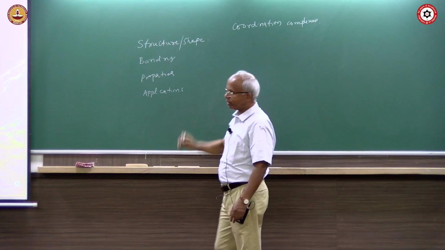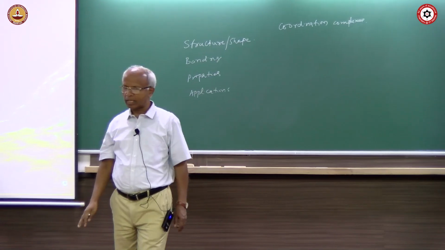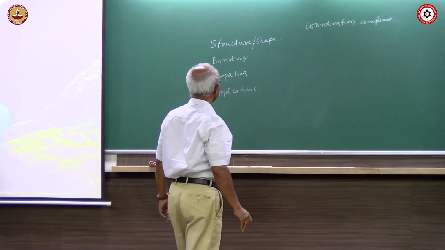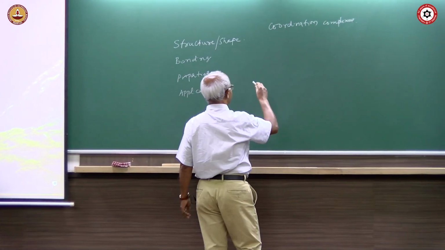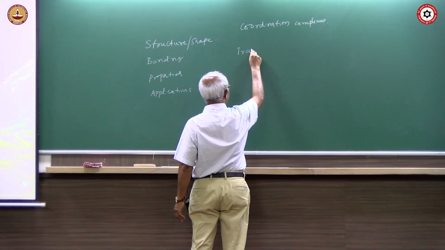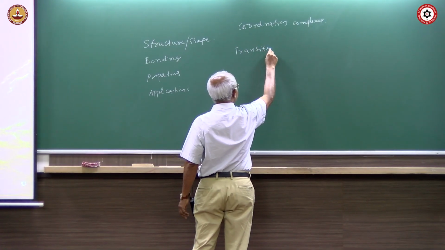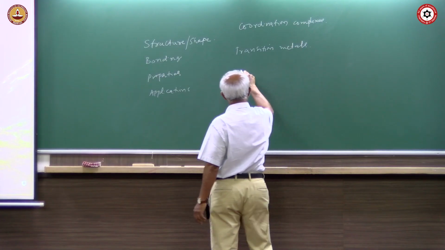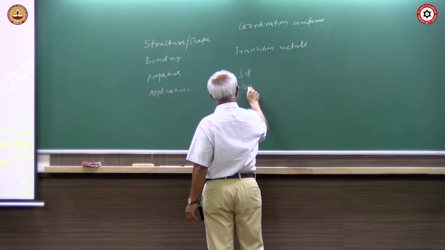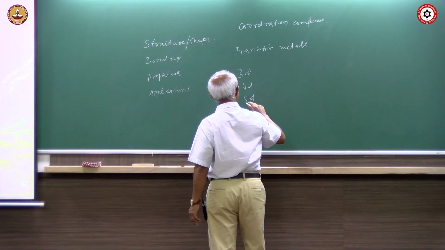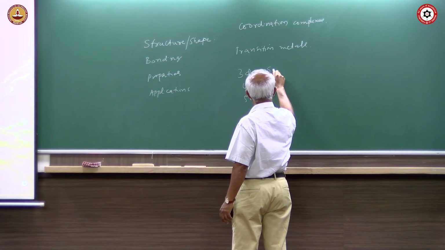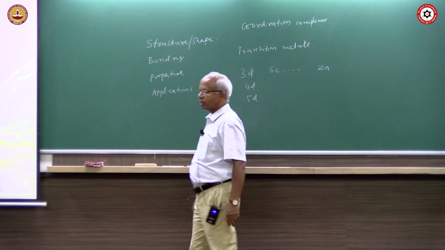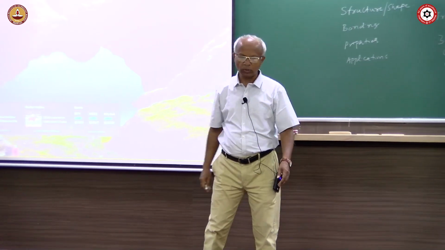So I also explained to you why it is called a coordination complex, transition metal, and all that. So these are applicable to the metals. Generally, we were looking at transition metals. In transition metals, you have 3d, 4d, and then 5d. And 3d, scandium to zinc, is what we talked about.